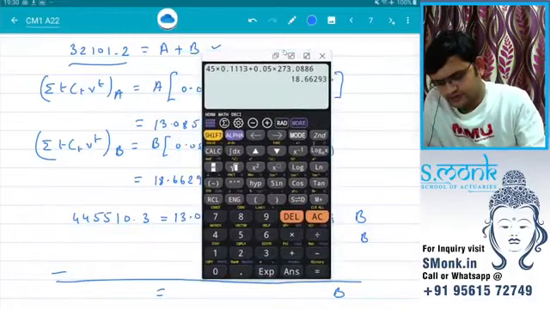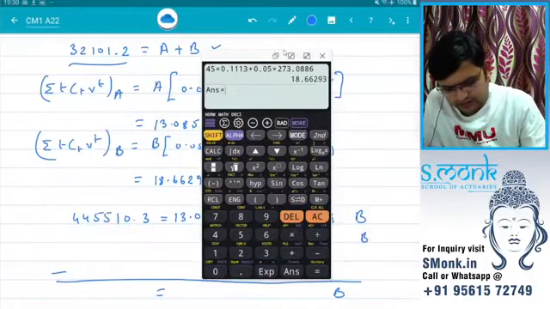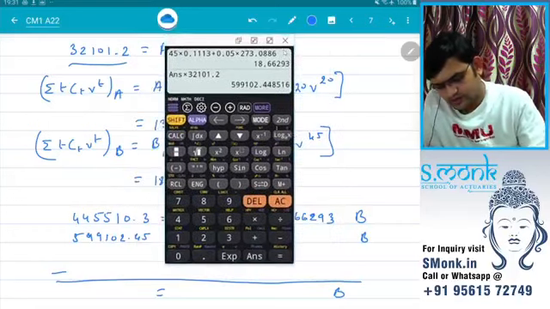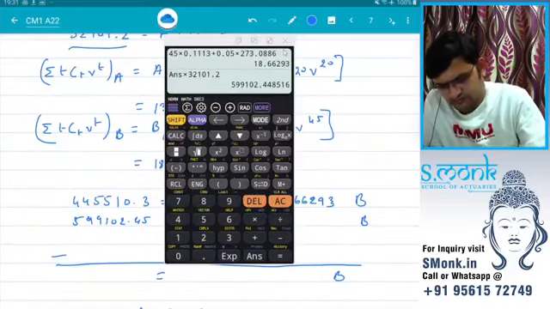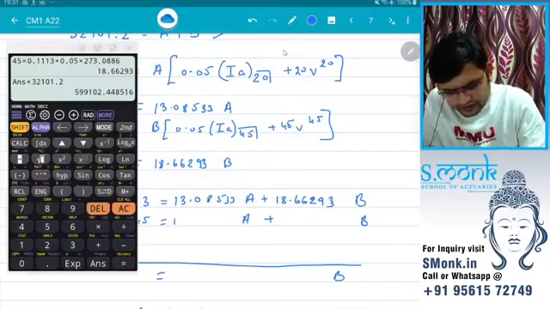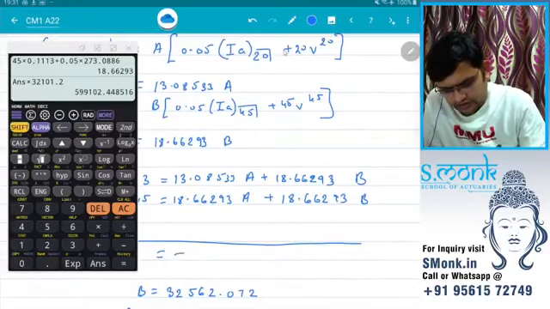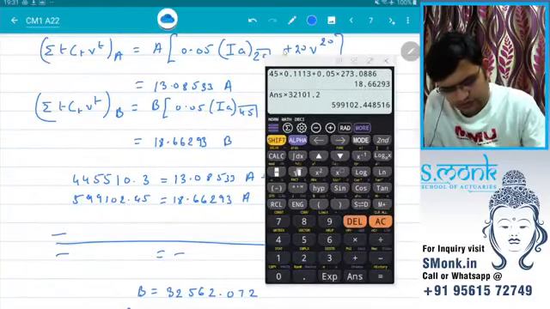So we have b here, so I'll just multiply this into 32101.2. So I'll have 599,102.45. Okay. Just taken the b value equals 18.66293 and 18.66293. So B cancelled out in this case, and I'm getting minus here and also minus here. No problem.